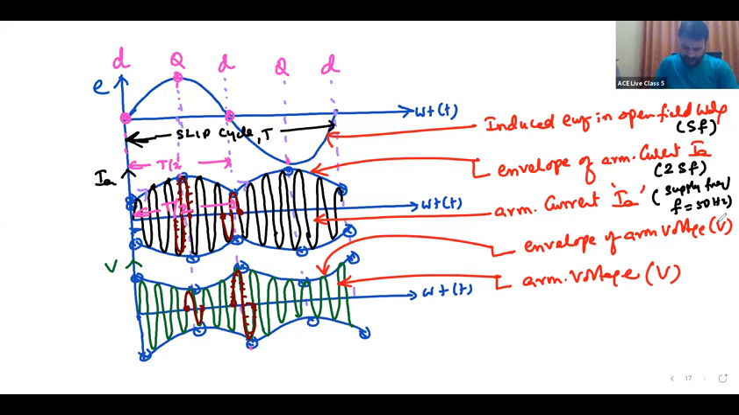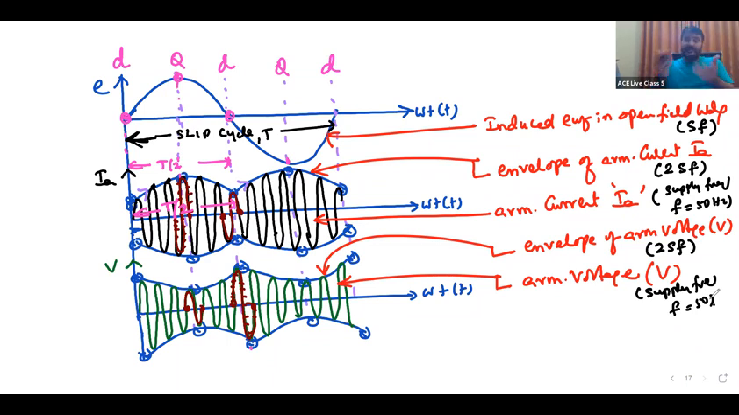Similarly, the envelope of armature voltage is 2SF. Both envelopes are 2SF. But the armature voltage itself will be at supply frequency, F is equal to 50 Hz.